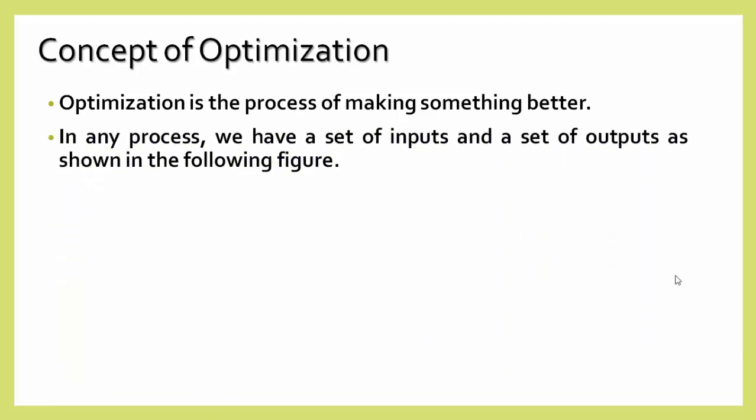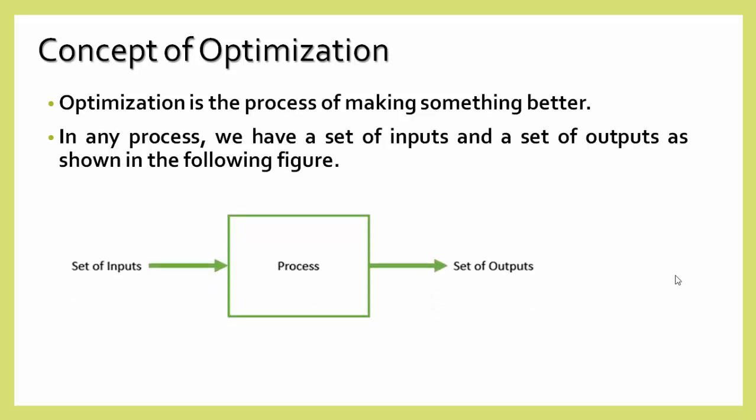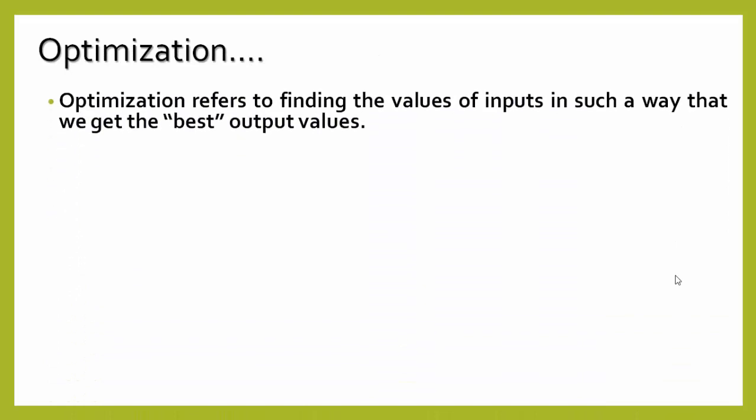In any process, we have a set of inputs and a set of outputs. Whenever you take any process, you have to provide the data for processing, which we call input, and using some basic techniques, you process that data and generate the output. Here is the figure: a set of inputs is processed, and based on that process the output data is generated. So optimization refers to finding the values of inputs in such a way that we get the best output values.